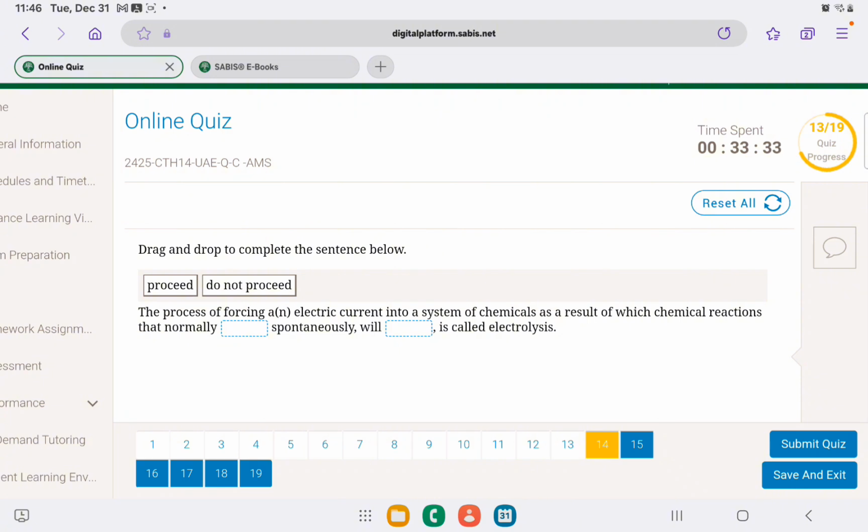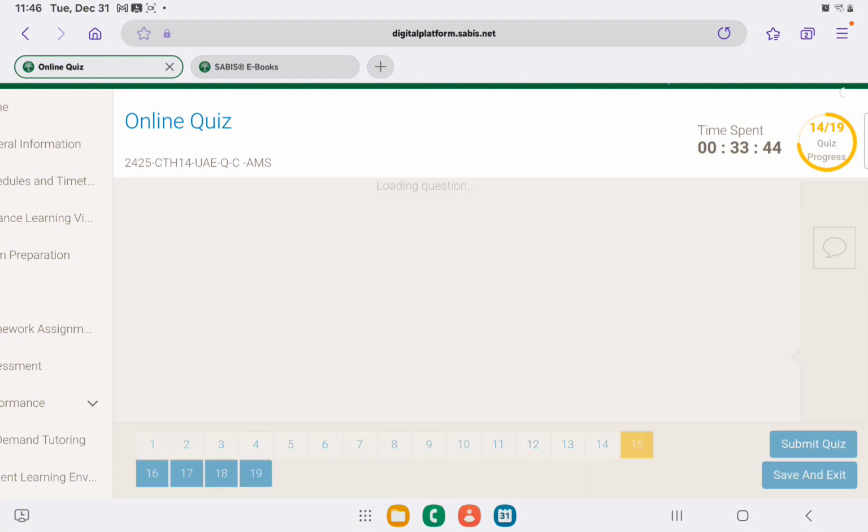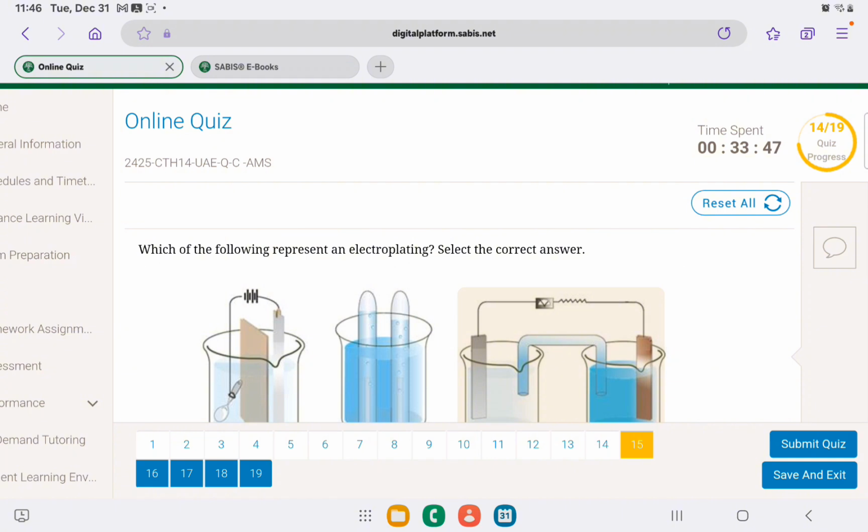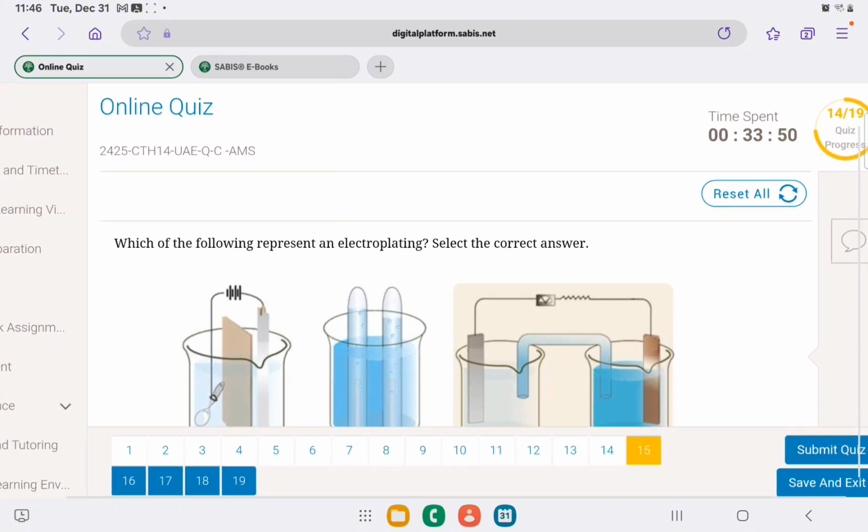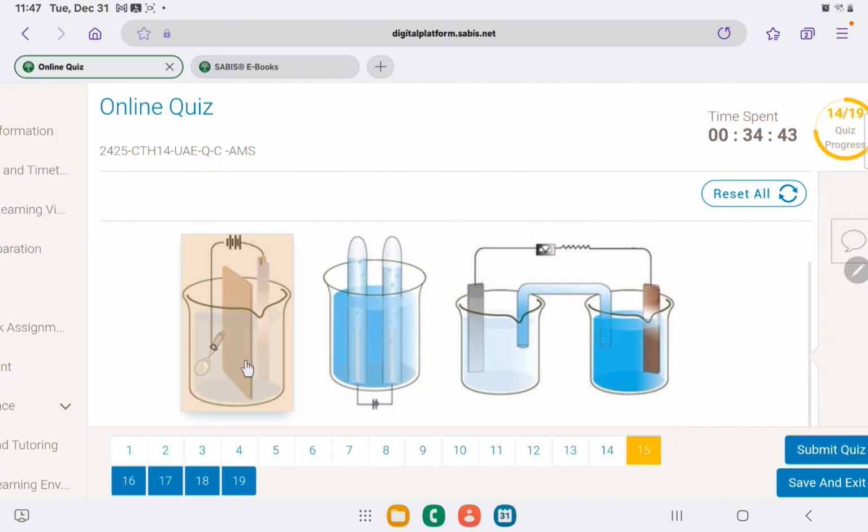Okay, the process of forcing an electric current into a system of chemicals, as a result of which chemical reactions that normally do not proceed take place, is called electrolysis. You have to memorize this. Electroplating: it's when you want to add a layer of a metal on top of an object. You have to memorize how it looks. It's basically this. Here you're trying to add a layer of this metal onto this object, so this spoon.